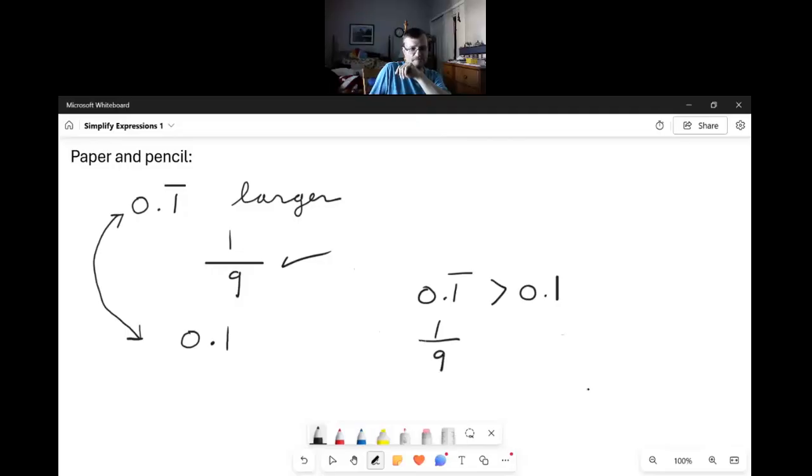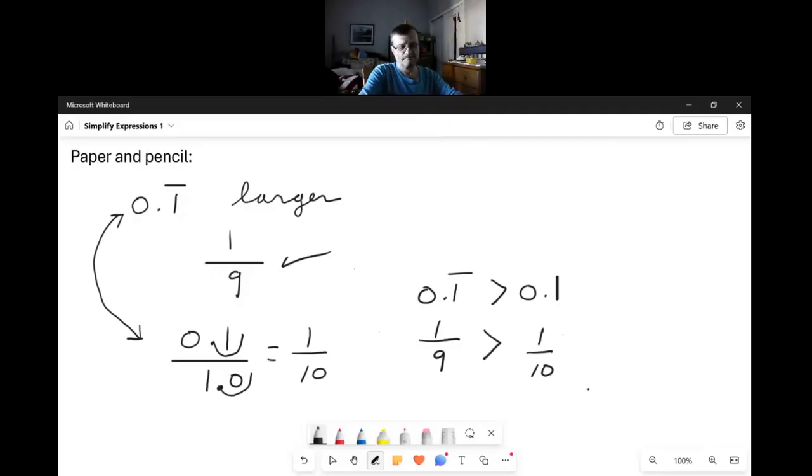Let's make this into a fraction. It's terminating, put it over 1. One place to the right, one place to the right, put a 0 here. At the end of the day on this one, it's 1/10. So see, now you can start appreciating repeating decimals have a larger value. In this case, 1/9 is larger than 1/10.